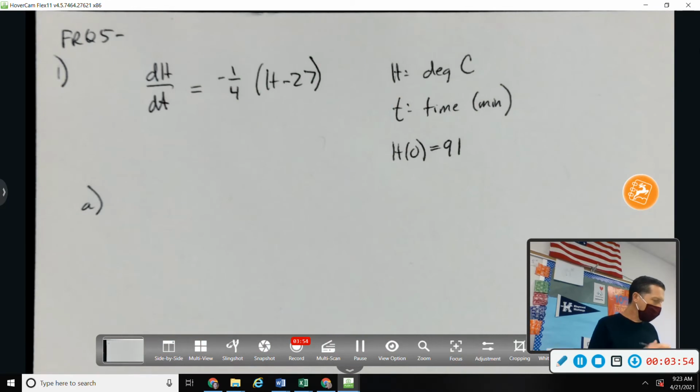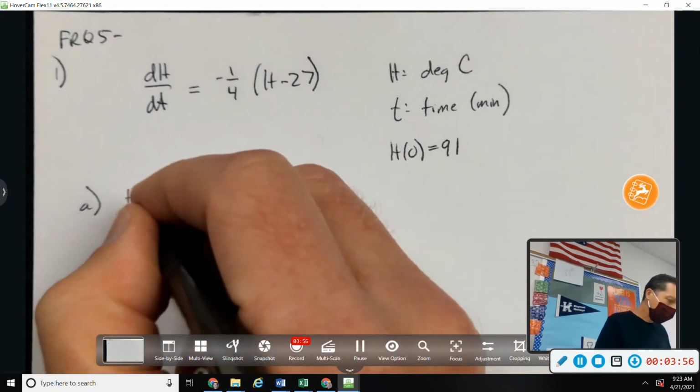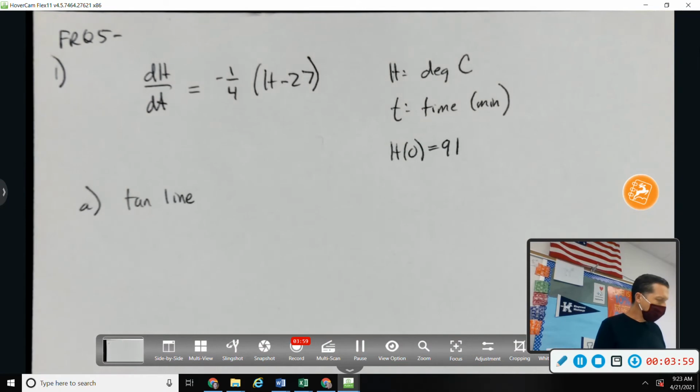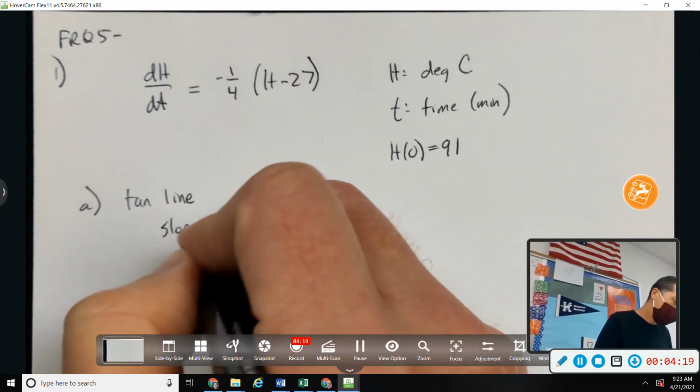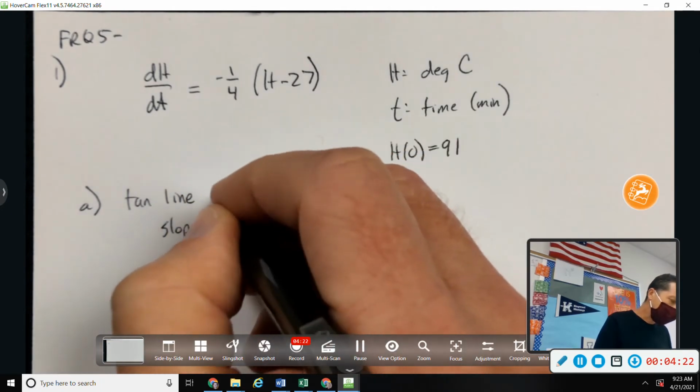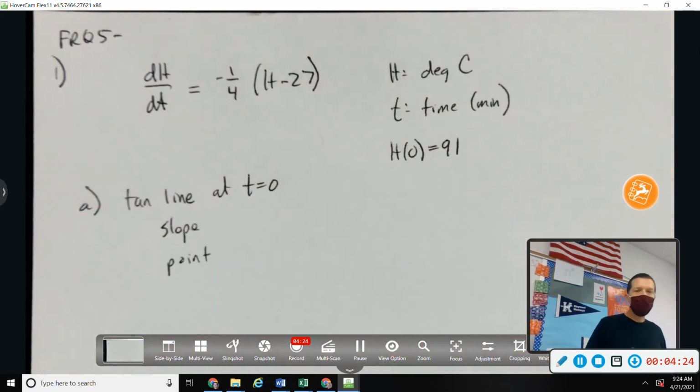Part A. Write an equation for the tangent line to the graph of H at t equals 0. Use this equation to approximate the internal temperature of the potato at t equals 3. Okay, so what do we need to write a tangent line, or any line? Slope and a point. And it said a tangent line at t equals 0. So that means I need the slope at 0 and the point at 0.